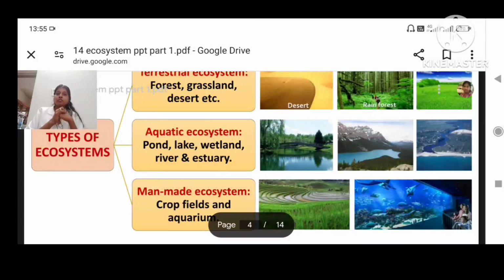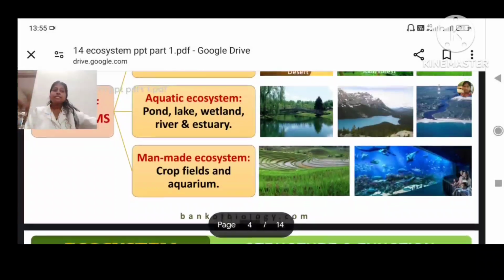Example for man-made ecosystem. Aquarium is an example for what? Man-made ecosystem. Botanical gardens and zoological parks are all examples for what? An ecosystem wherein we are making it, and there you can find interaction between the living and non-living things. So these are all man-made ecosystems, or we call them artificial ecosystems. Okay, with this the types are over.